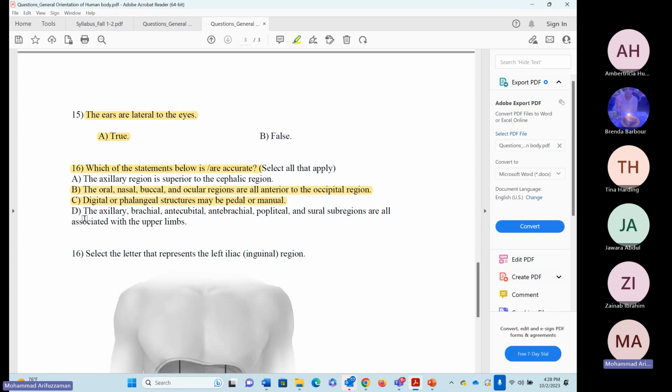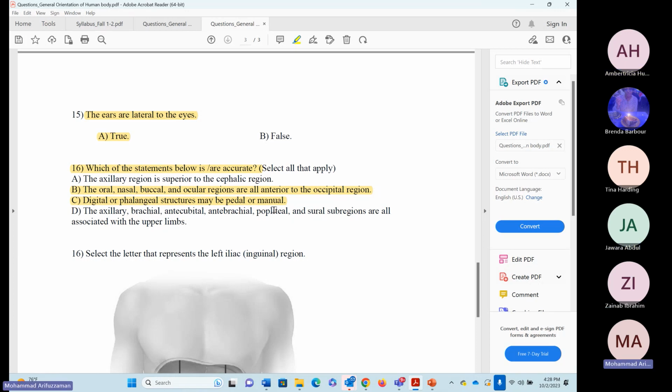Now D is incorrect because of the axillary and brachial. Can you remember what is brachium? The arm. What is antecubital? The front of the elbow. What is antebrachial? That's the forearm. What is popliteal? The back of the knee.